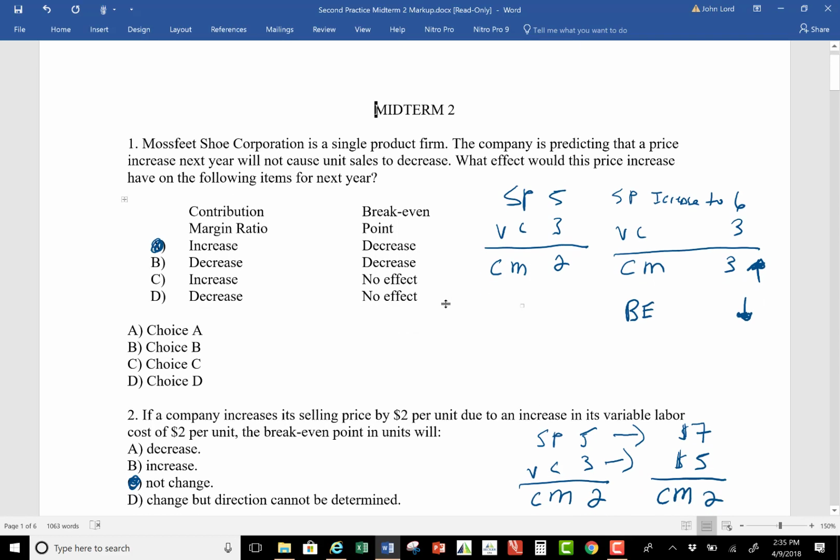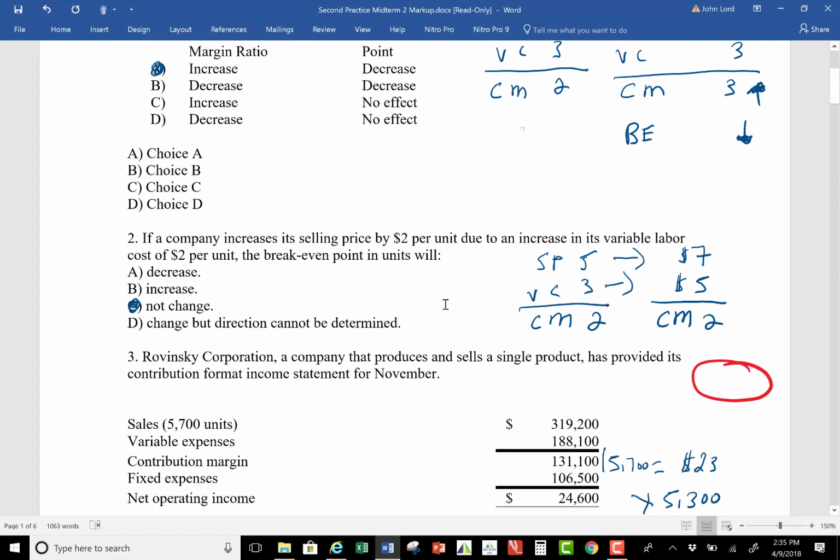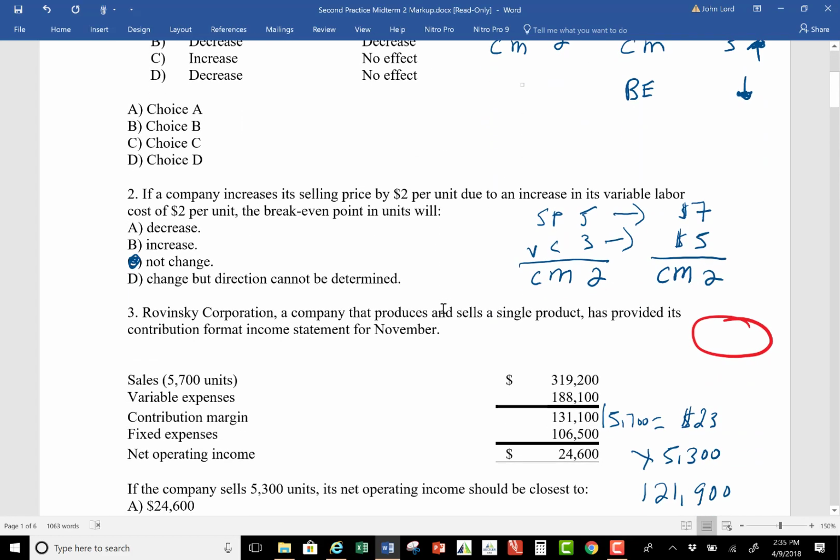What was the other one? Number 2? If a company increases the sales price by $2 per unit due to an increase in its variable labor cost of $2 per unit, what will happen to the break-even point in units? And so I just went ahead and wrote an example. Sales price goes up $2. Variable cost goes up $2. Contribution margin stays the same, doesn't it? Contribution margin stays the same. Therefore, the break-even in units will not change.